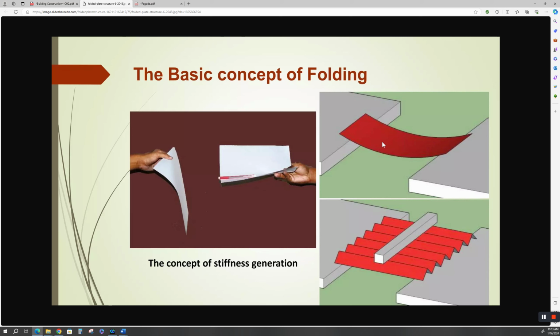You take a piece of paper, copy paper, and it bends like this, right? It doesn't support much. But if you fold that piece of paper evenly, right, then that limp piece of paper can support more load than it could if it was just a flat sheet. That's the way corrugated metal works.